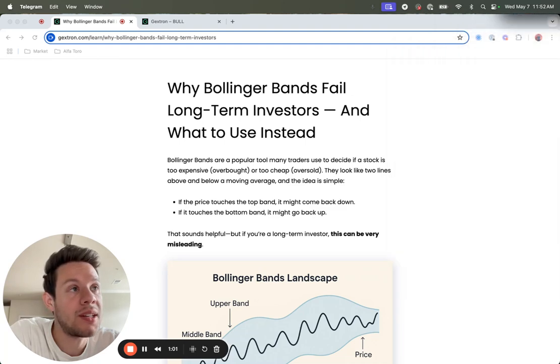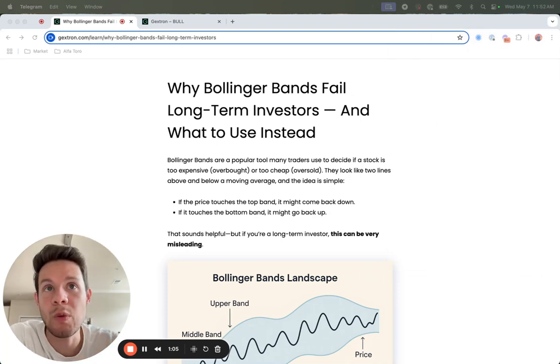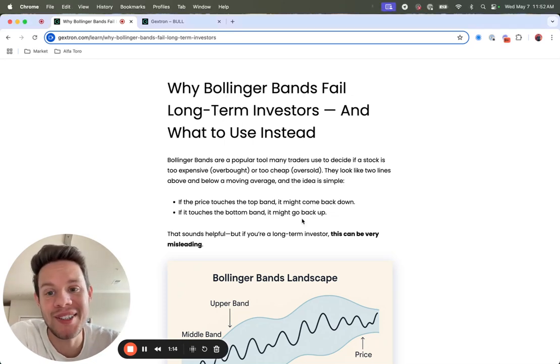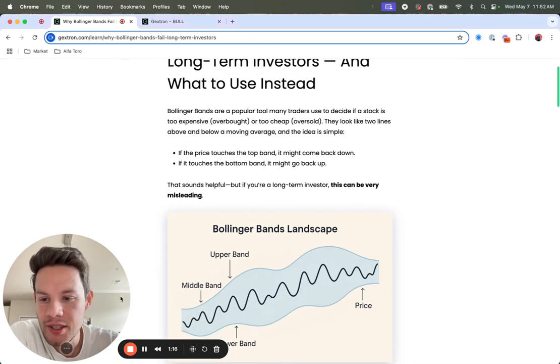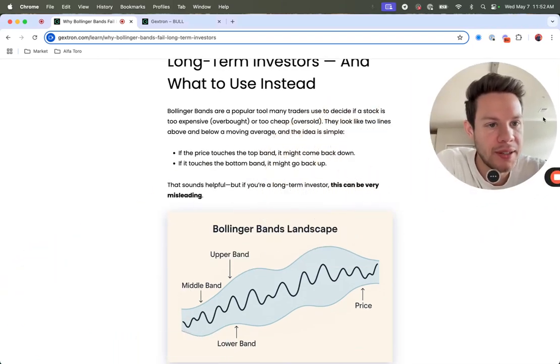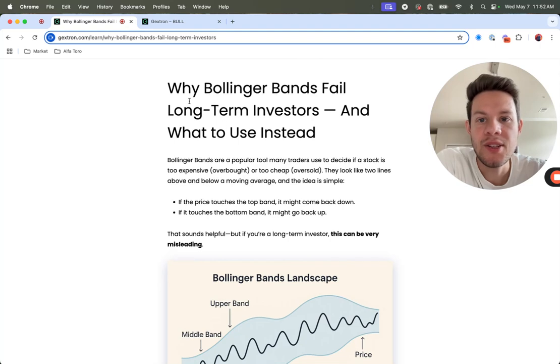We actually like Webull a lot for the upside, and I'm gonna break down how we see this, how you can actually use this. You can replace the Bollinger Bands with what I'm about to teach you. Okay, so let's get into it here. I'm gonna move myself over here. So I said why Bollinger Bands fail long-term investors and what to use instead.